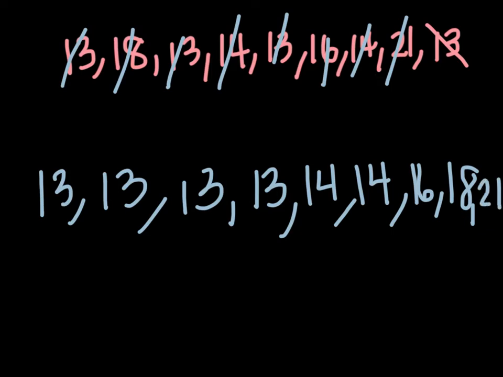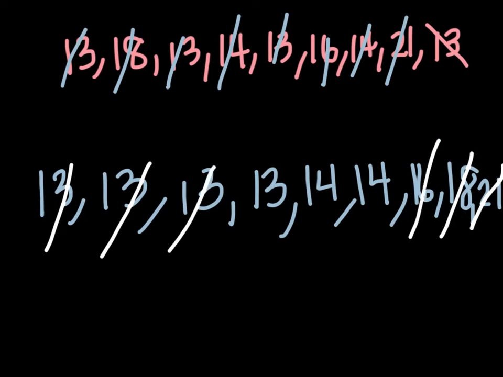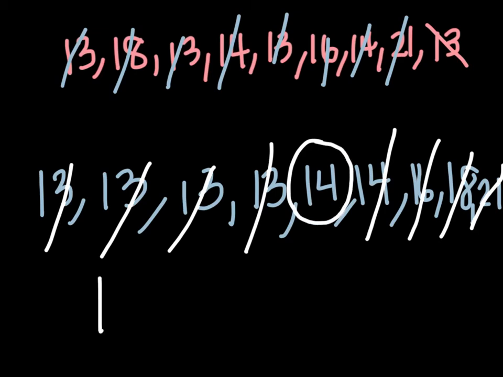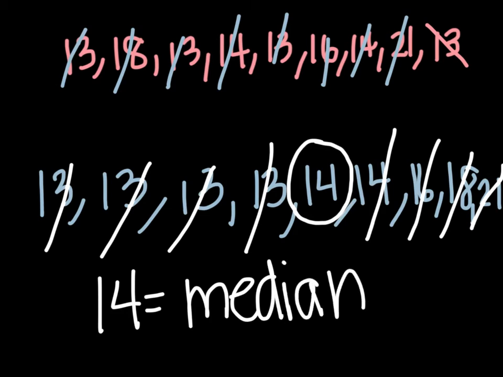Okay, so now that you have your numbers lined up, you literally just look for the middle. What I like to do is cross off on both sides all the way through. My first 2 numbers I'm going to get rid of are the 13 and the 21. Then the 13 and the 18, the 13 and the 16, the 13 and the 14. So what number sits perfectly in the middle? Hopefully you said 14. So 14 is going to be your median for this list of numbers.